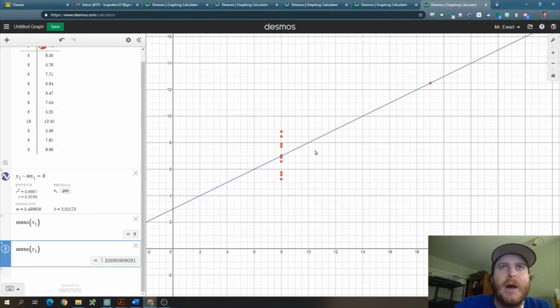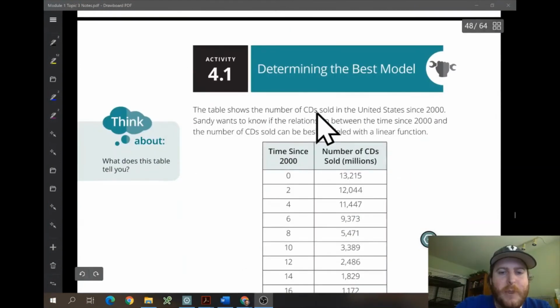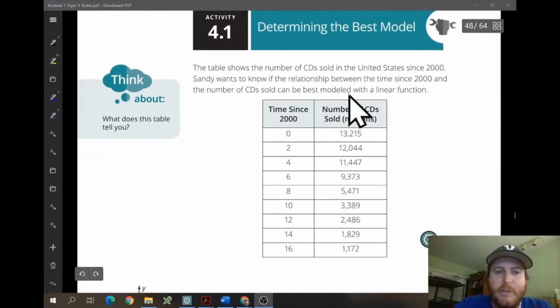So it's hard to model it with a function since it's failing the vertical line test. So that's just a little bit about each of those four. Okay. Let's flip back over here, and we're going to look at another model.